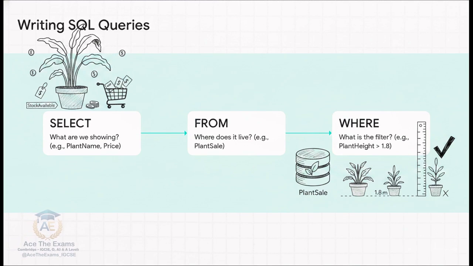Using our exam strategy, we don't panic, we just break SQL down into 3 rigid logical steps. Step 1, what exact fields are we showing? Select plant name, price, stock available. Step 2, where does this data actually live? From plant sale. Step 3, what is our mathematical filter? Where plant height greater than 1.8.